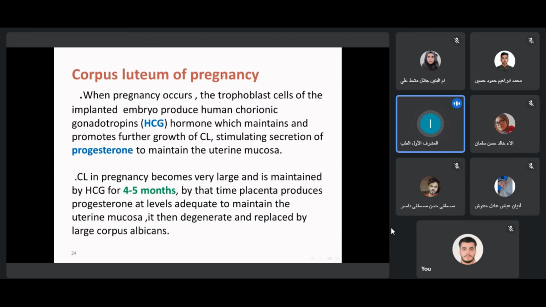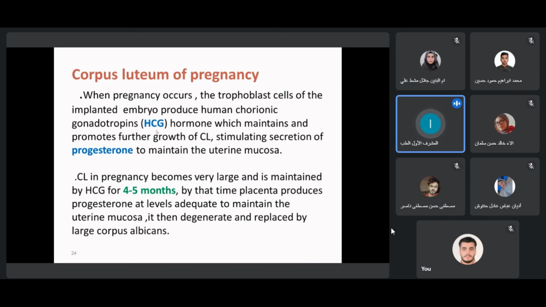The corpus luteum of pregnancy. We said that without ovulation and without pregnancy, the corpus luteum will degenerate. However, when pregnancy occurs, the implanted embryo cells, which are trophoblast cells, will produce the human chorionic gonadotrophin hormone, the HCG hormone. This hormone has an action similar to the LH, and it will act on the granulosa cells of the corpus luteum to maintain the production of hormone.